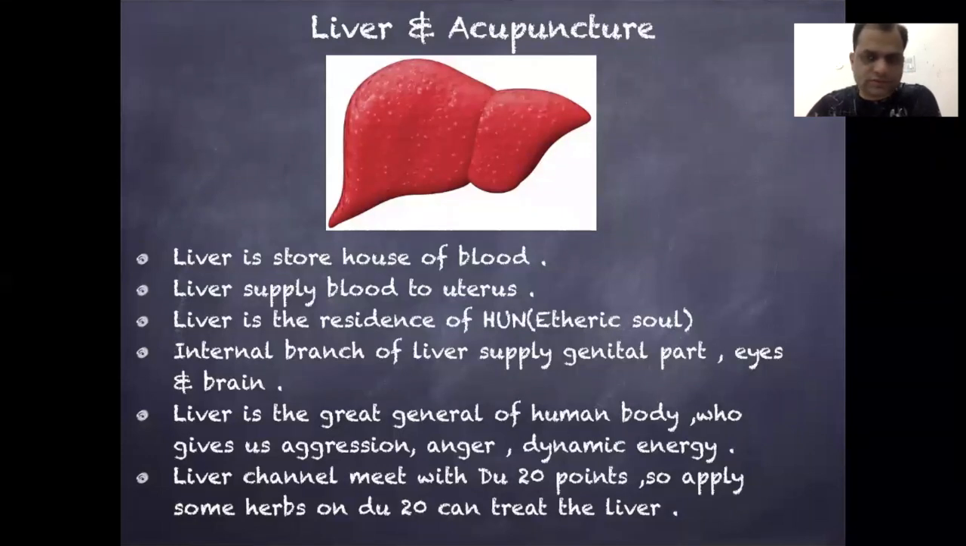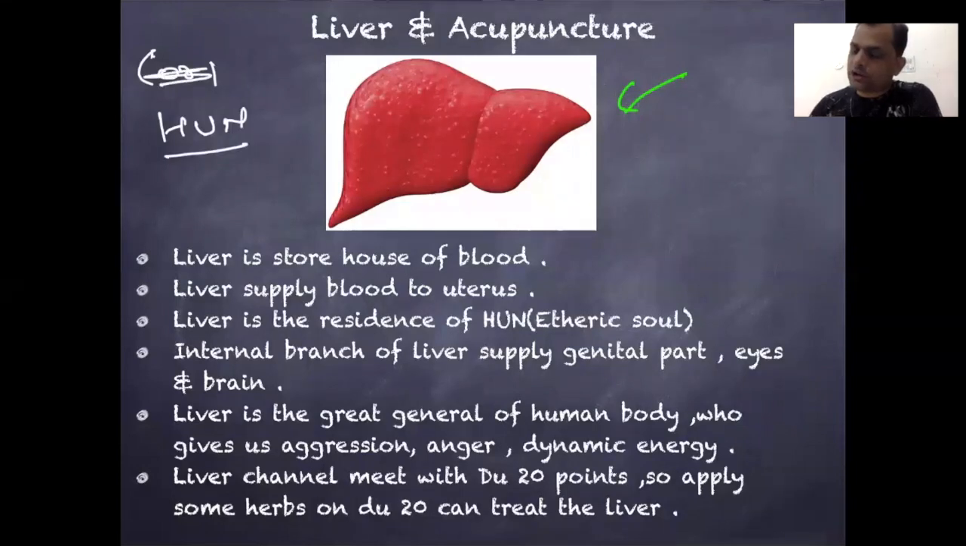Coming to acupuncture. In acupuncture, what is the liver? As per acupuncture, the liver is not an ordinary organ. As per acupuncture, the liver is the place where our corporeal soul, the hun, or etheric soul, resides. What is the etheric soul?